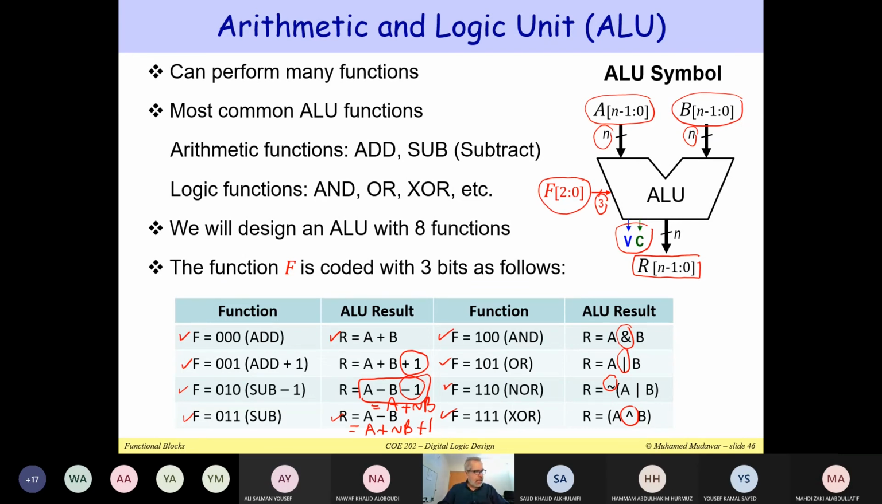What else do I need? In addition to gates, to implement the AND, the OR, the XOR, and the NOR, what else do I need? Multiplexer. Exactly. I need multiplexers. Why do I need multiplexers? To select the desired function. Yes, I would like to select what should be my result according to the function. So that's exactly why we need multiplexers.